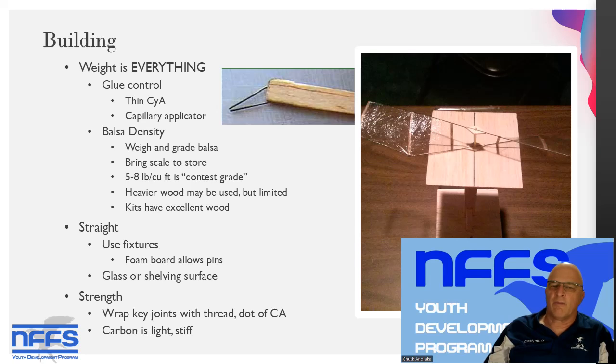Some of the kits have carbon, especially for the spars on the rotors. And carbon is light, it's stiff. It's not as light as balsa wood, but it's stiffer and less prone to breakage. But sometimes it's a little bit hard to get a great joint with carbon. So if you wrap a key joint with thread, and I'm talking 1 to 2 wraps around the joint, and then a dot of thin CA to soak the thread, that can bring a lot of strength to your joint without adding a lot of weight. So look for your critical joints and consider wrapping with thread.